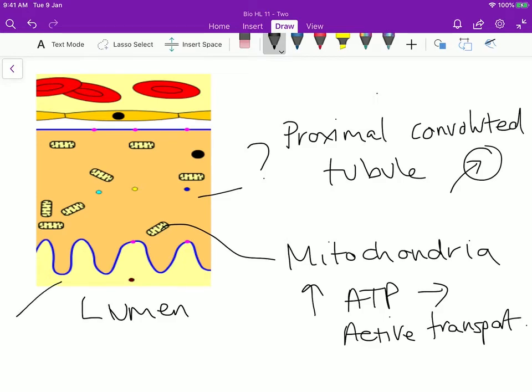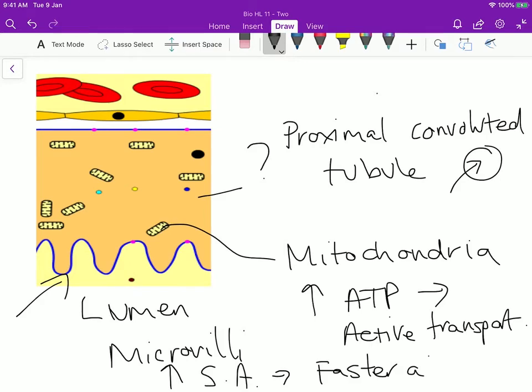The other thing that we could see here, we see these folds, just like we saw in the small intestine. We see microvilli, and they're going to increase surface area for faster absorption. Okay, so we'll get some marks as well for talking about the special features of the cells of the proximal convoluted tubule.